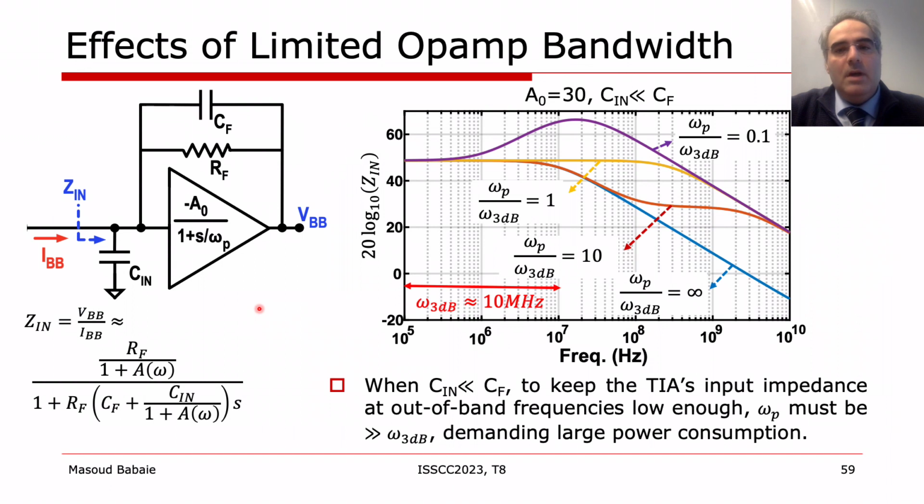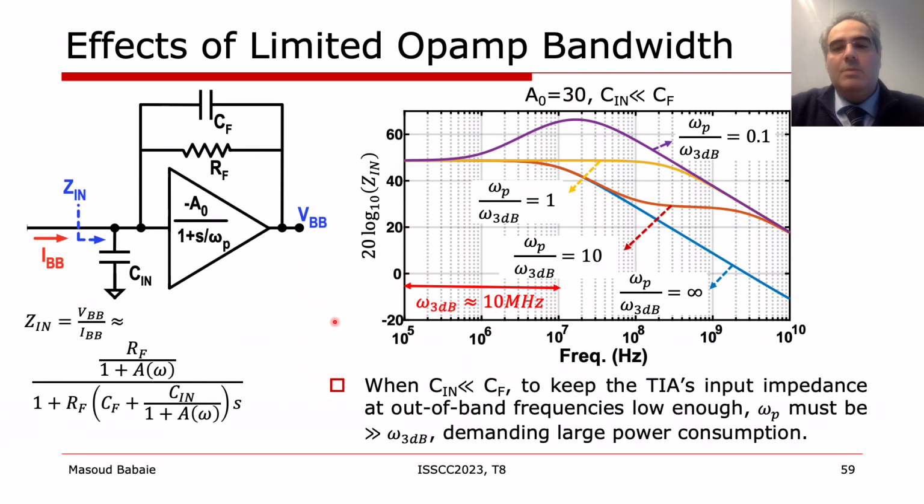Up to this point, we considered an ideal op-amp with no bandwidth limitation. However, in practice, the op-amp bandwidth is limited due to its dominant pole omega p here. Indeed, the op-amp bandwidth limitation affects the input impedance of the transimpedance amplifier. In general, it is desired that the Zin transfer function satisfies two conditions. First, Zin must be constant over in-band frequencies. Otherwise, we have impedance peaking and the input matching condition is violated at passband edges.